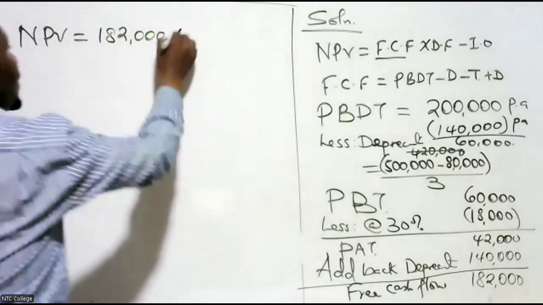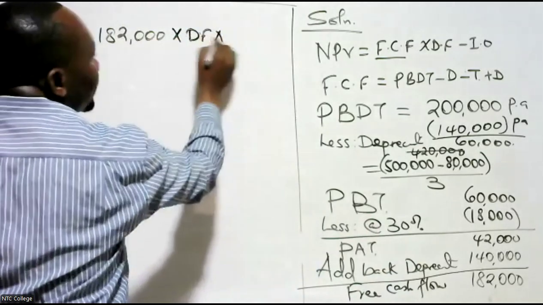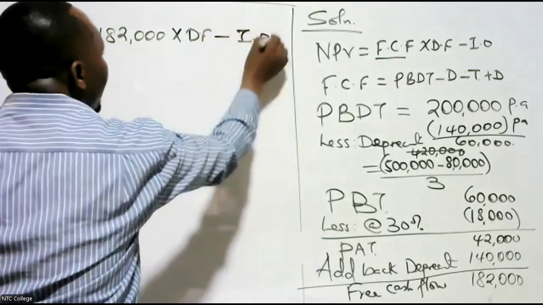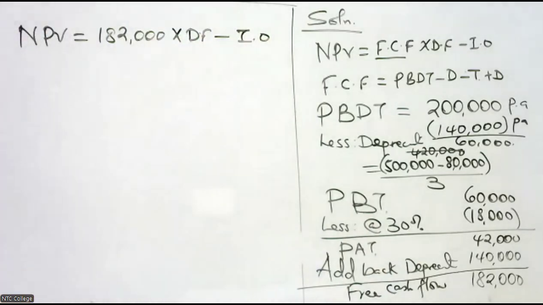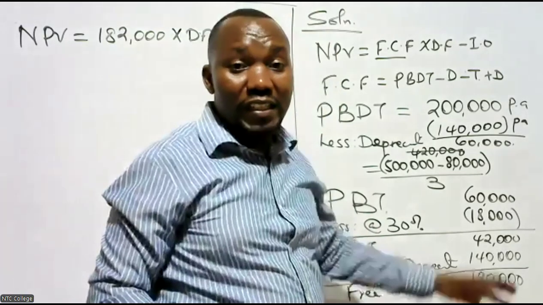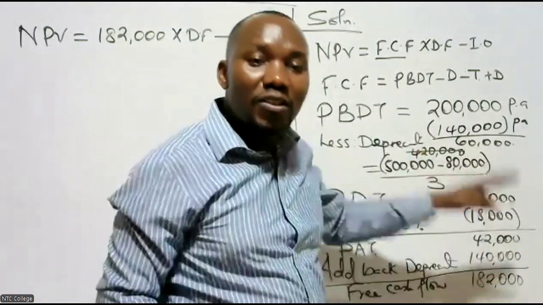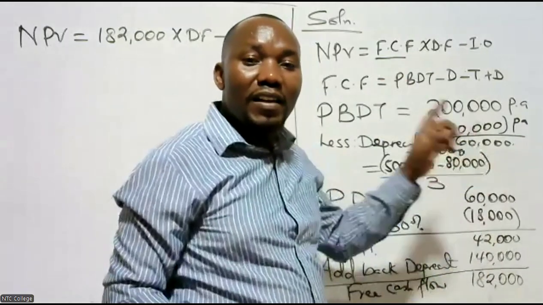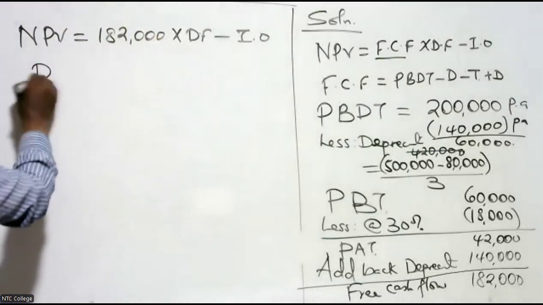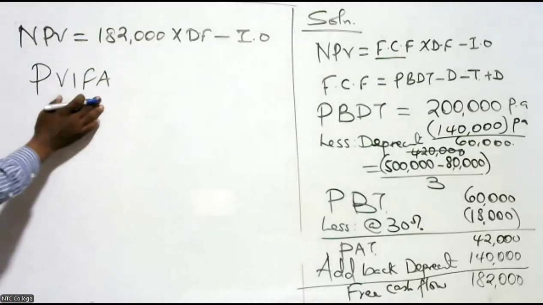So we come here and say discounting factor times cash flow minus IO. Now my question is, which kind of discounting factor is this? Our profit is annually for 3 years. So it means that it is annuity. If it is regular, then it is annuity. If it is irregular, then you can use the other formula, which is PV. So we have PV and we have PVFA. For annuity, this is called the present value interest factor of annuity.